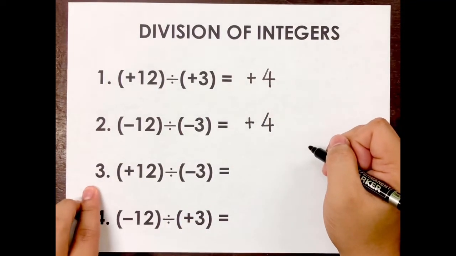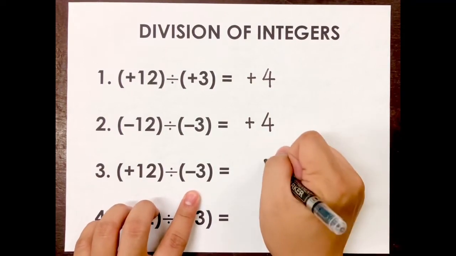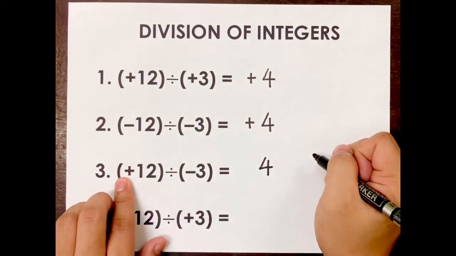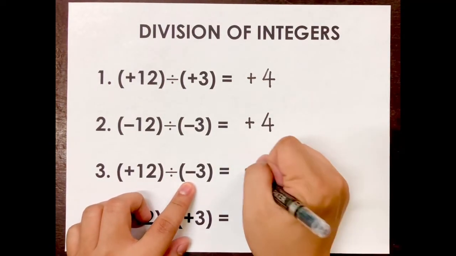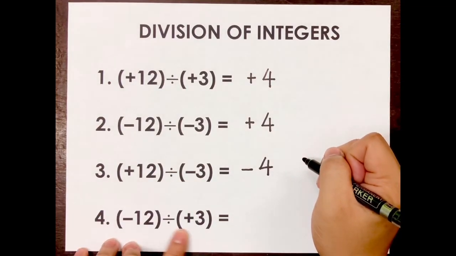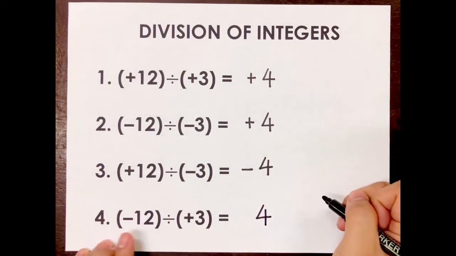For number 3, we have positive 12 divided by negative 3. Again, 12 divided by 3 is 4, but this time, they are of different signs. So it means that the quotient is negative. As well as here, number 4, negative 12 divided by positive 3 is negative 4.